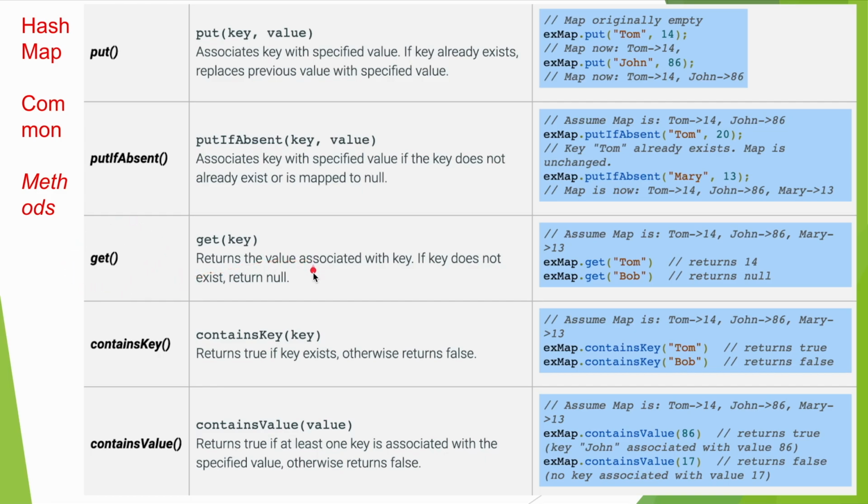Get returns the value associated with the key. If the key does not exist, it returns null. In example 2, you can see map.get(Bob). If there is no Bob in the map, it will return a null. ContainsKey returns true if the key exists, otherwise it returns false, and containsValue returns true if at least one key is associated with the specified value, otherwise it returns false.